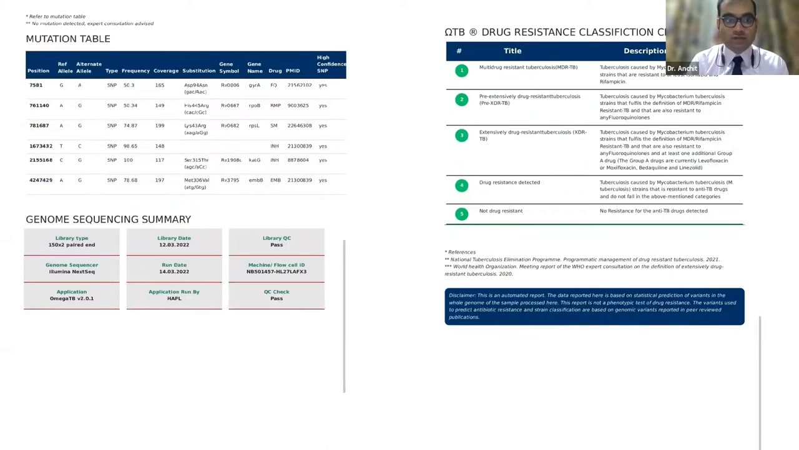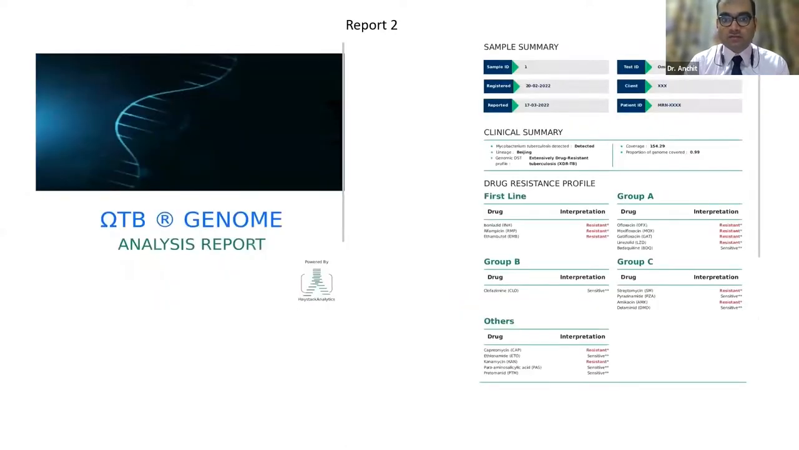I will not go too much into details about this. I think it will be covered by Dr. Soumya. Another one of the reports. This one is also showing the resistance to rifampicin. And in the group A drug, it is showing resistance to fluoroquinolones, all the fluoroquinolones, and as well as to linezolid. So this is a total complete XDR patient.